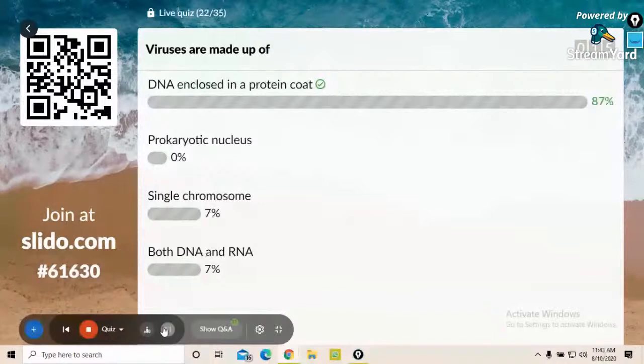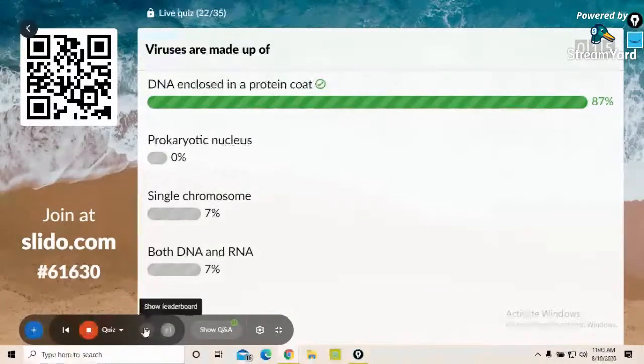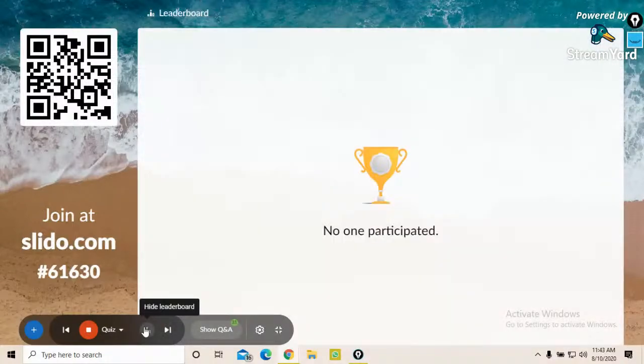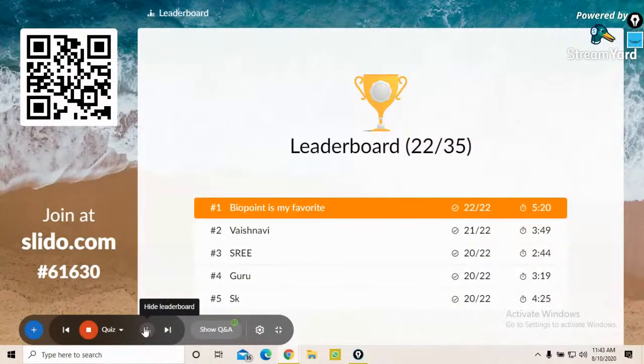Third leaderboard on the screen. We have Biopoints high for me, very good, 22 on 22. Then Vaishnavi 21 on 22. Then Shri 20 on 22, then Guru 20 on 22, SK 20 on 22.